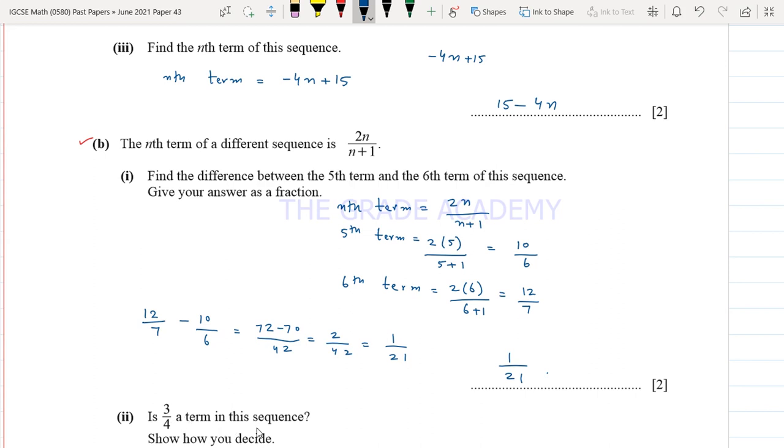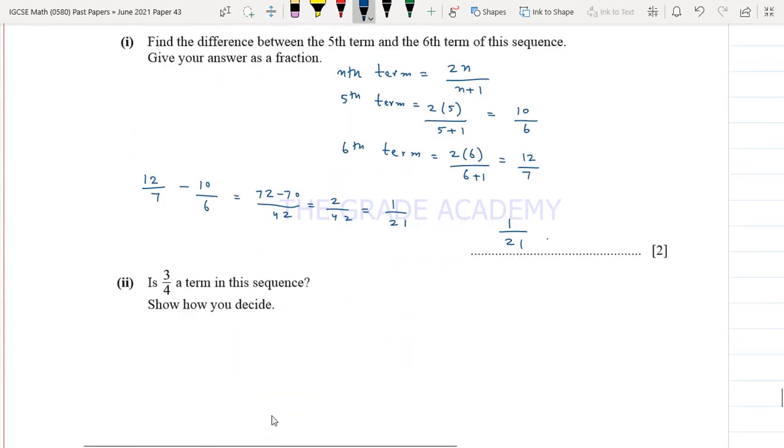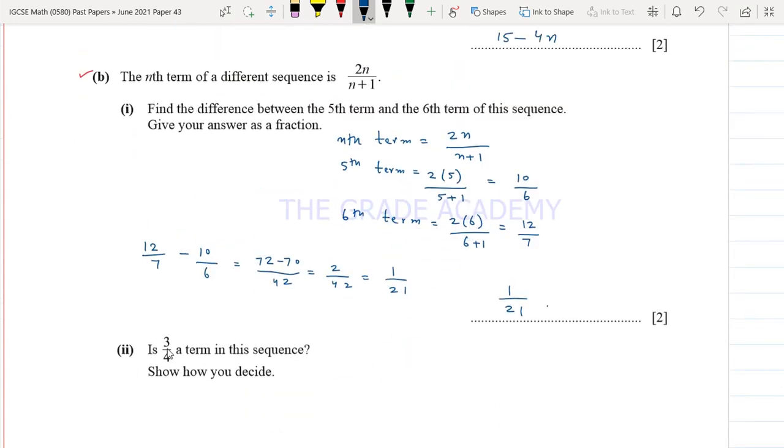Is 3 by 4 a term in this sequence? Now we have to determine whether 3 by 4 is a term of the sequence. To decide this, we will take this value equal to the nth term. So 2n over n plus 1 is equal to 3 by 4. So we get this equation.